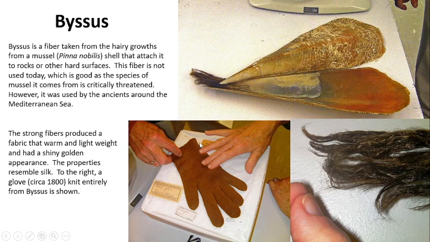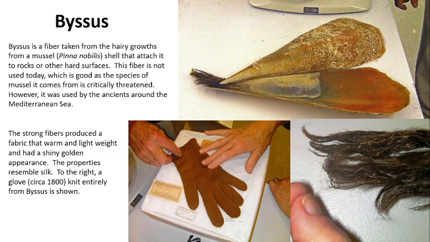And these strong fibers from the mussel, used again to root it to rocks and other hard surfaces, produced a fabric that was warm and lightweight and had a shiny golden appearance. Properties very similar to silk. It had a luster, very strong and shiny. And this is a glove that was knit entirely from byssus fiber circa about 1800. So you can see what it looks like in textile form.